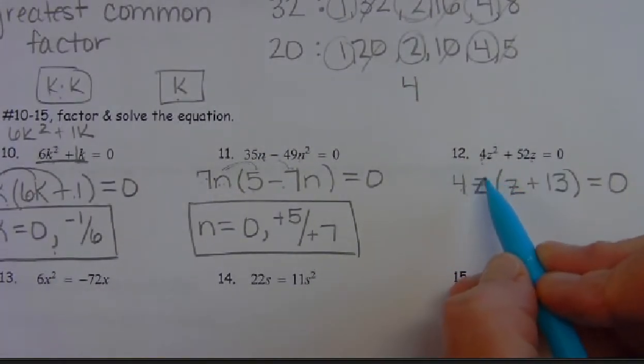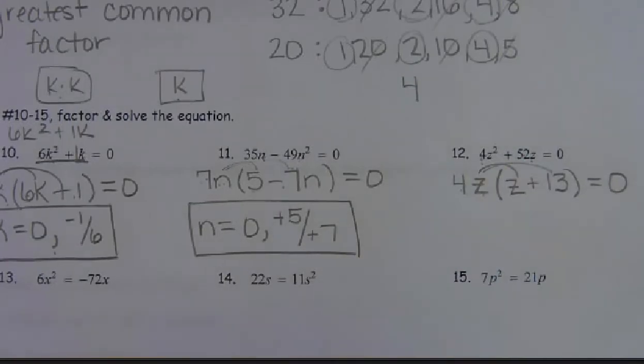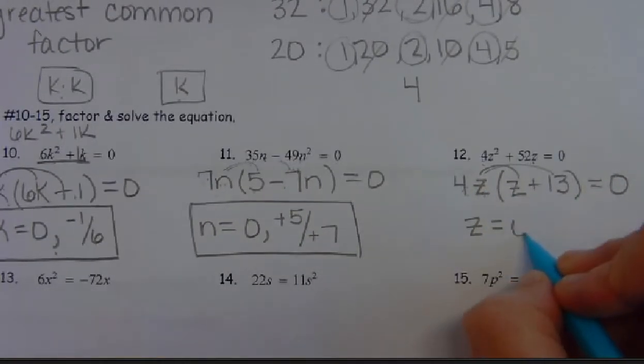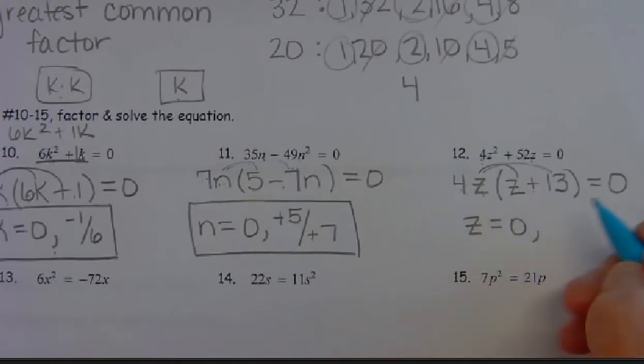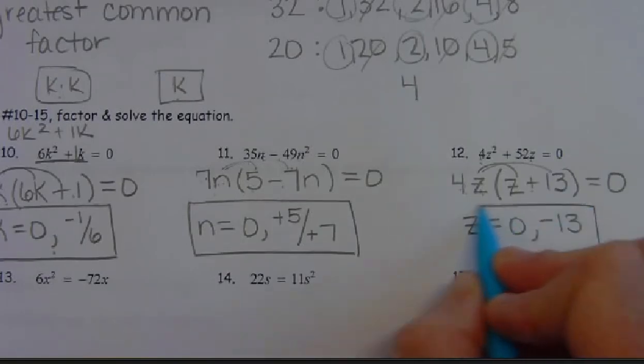Once it's in factored form, check it. 4z squared plus 52z, it matches, I'm good. Then I get my zeros. The 0 out front is 0. Inside I go opposite of plus 13 is negative 13, nothing to divide by, and I am done.